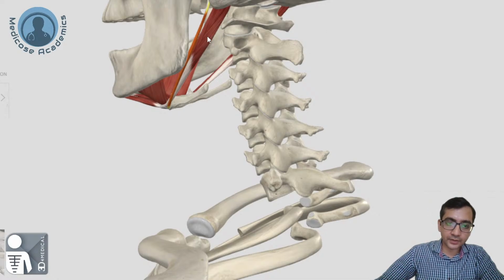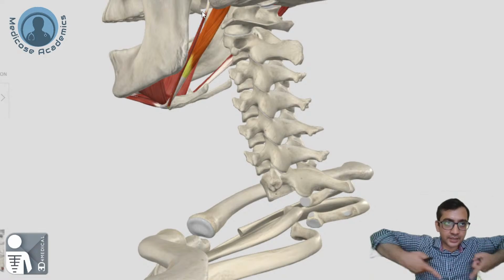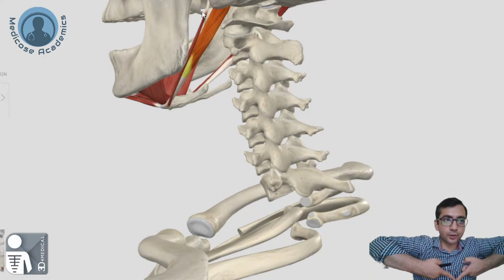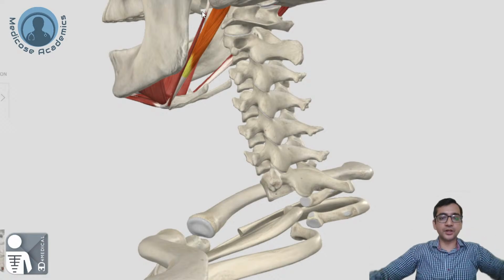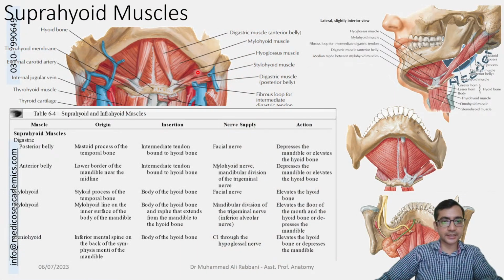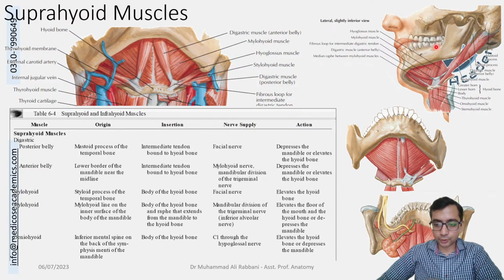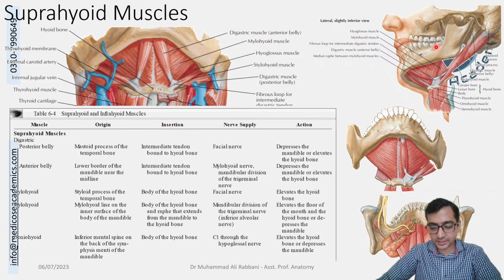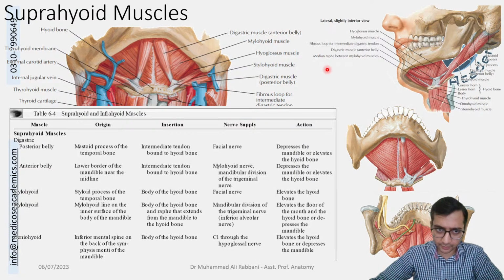And then there is the posterior belly of the digastric. So it is like this link. When it contracts, it moves the hyoid bone upwards. So these are the muscles. Let's move to the presentation. You can see the summary of all those things here. You can pause the slide, take screenshots, and look at the muscles. And the thing that I would encourage is to open the Netter for yourself.